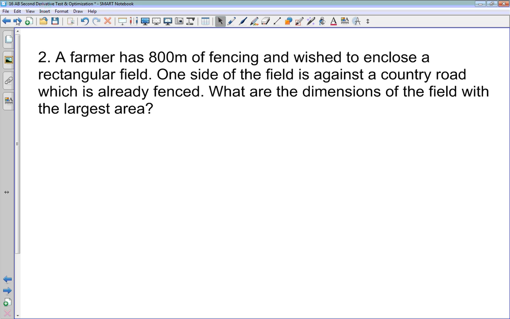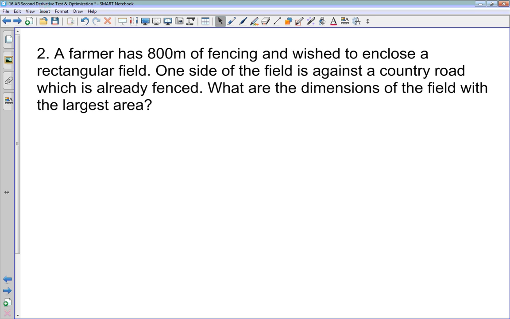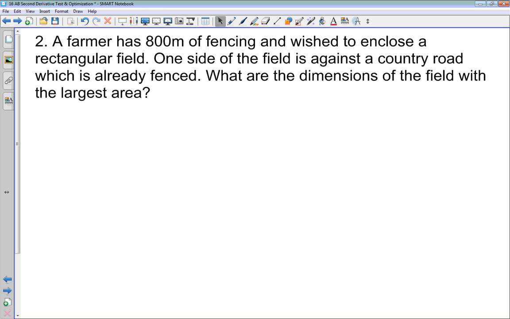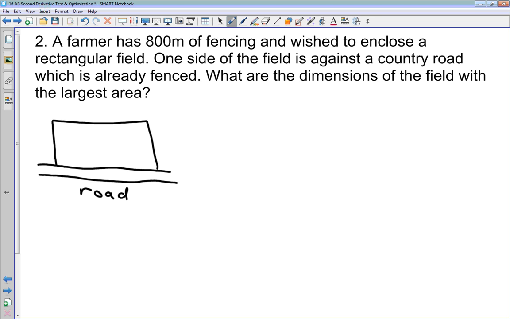So first thing we probably want to do is draw a diagram, figure out what this question is all about. So we've got our road coming along here like this. We want to make a rectangular field that borders our road kind of like that. And what are we trying to optimize in this question? What are we trying to either make as big as possible or as small as possible?